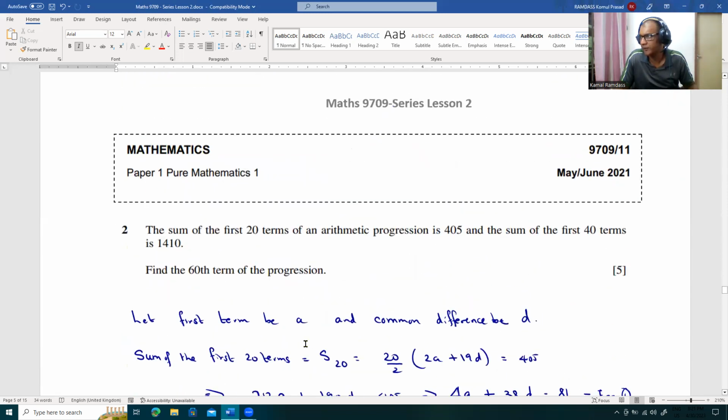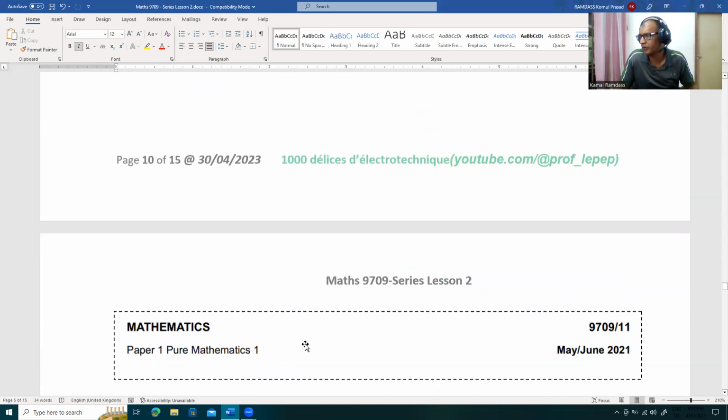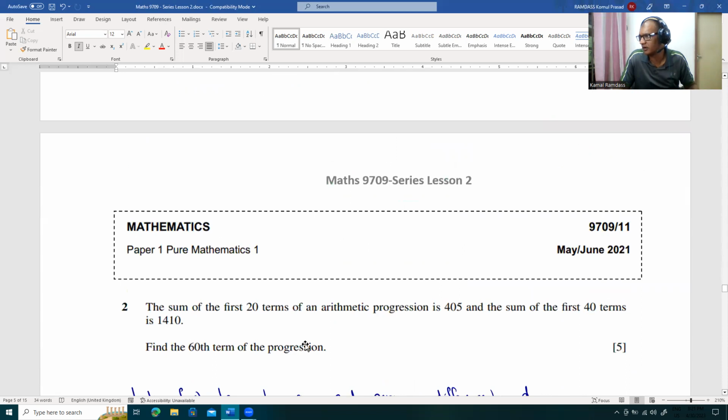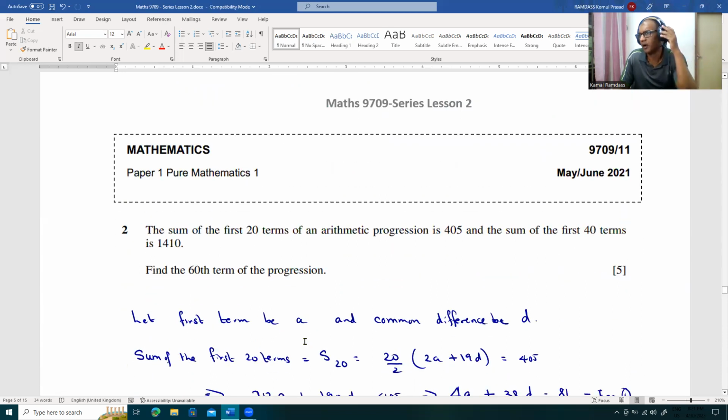K est égal à 8. Et maintenant, moi, vers juin 2021. The sum of the first 20 terms of an AP is 405, and the sum of the first 40 terms is 1410. Find the 60th term of the progression.